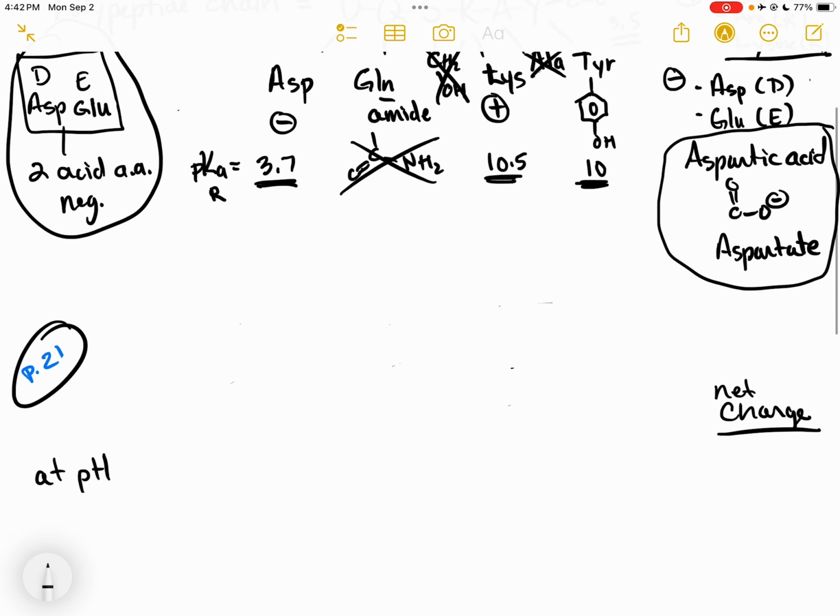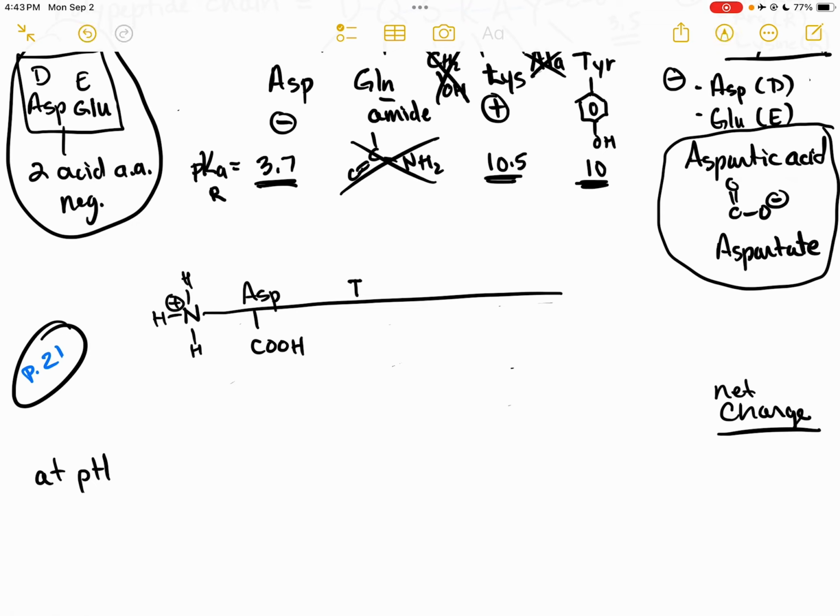Well, let's write this so it's a little bit easier. We'll do a condensed formula. So down here, if we protonate the amine, we get a positive charge. The aspartate will be aspartic acid. The next one is lysine.